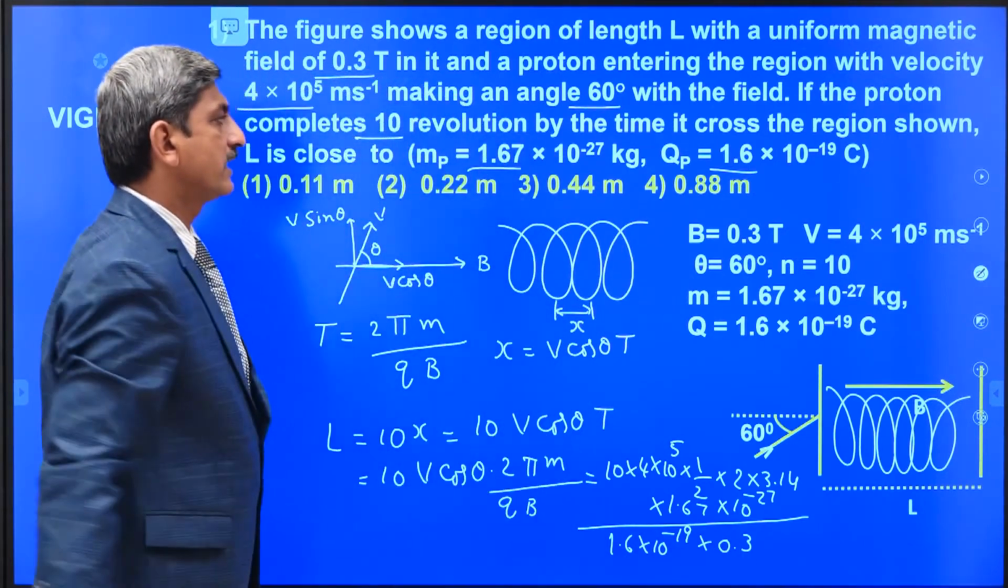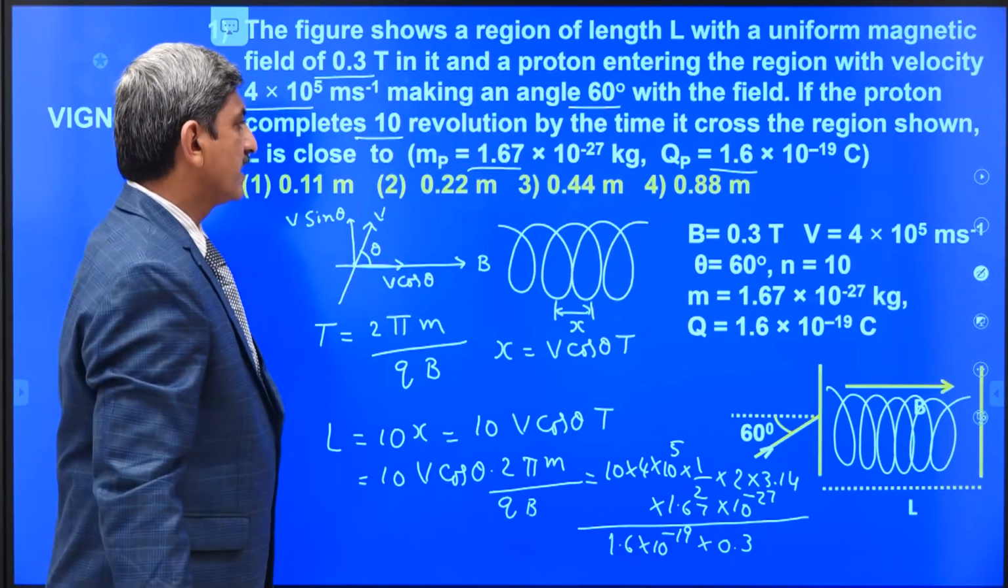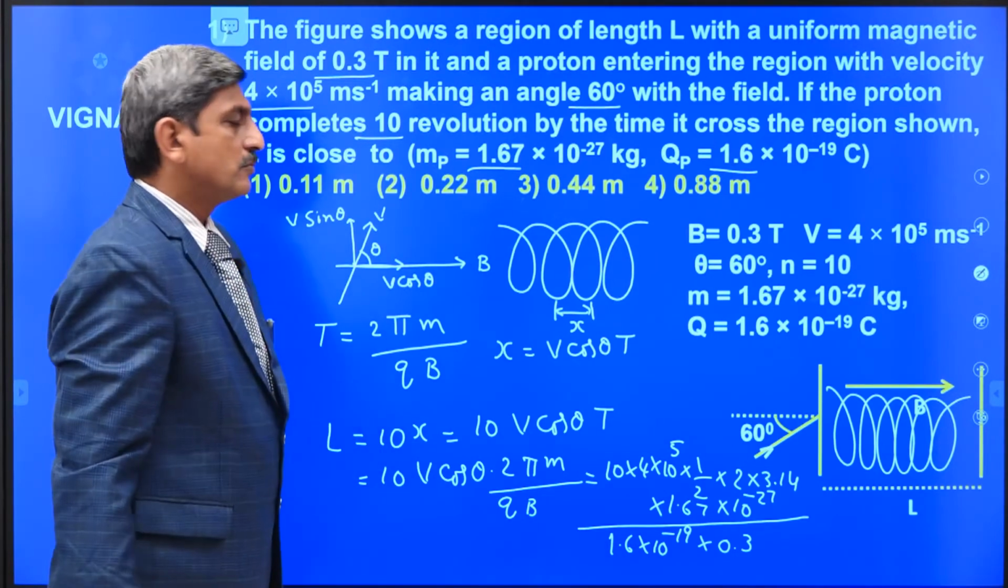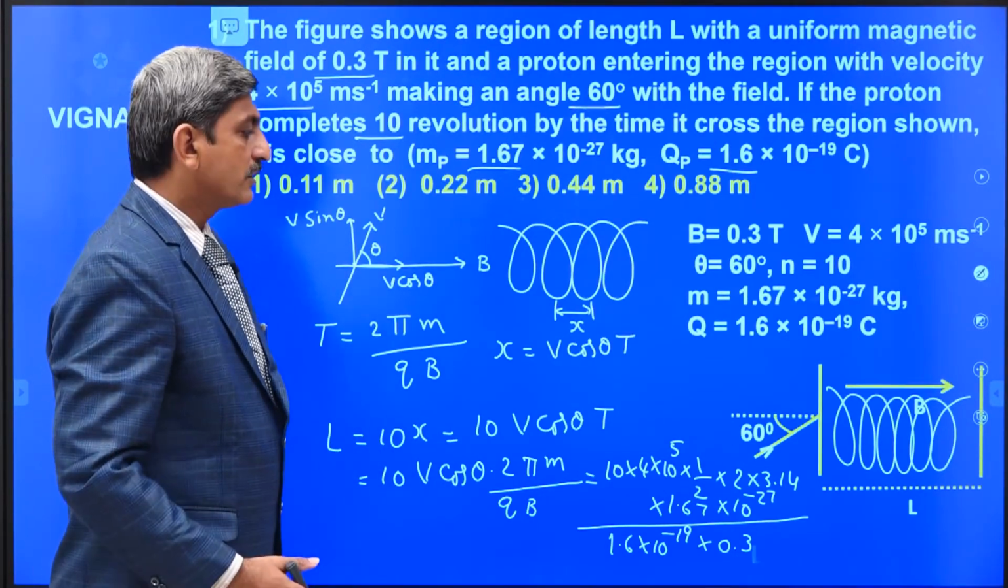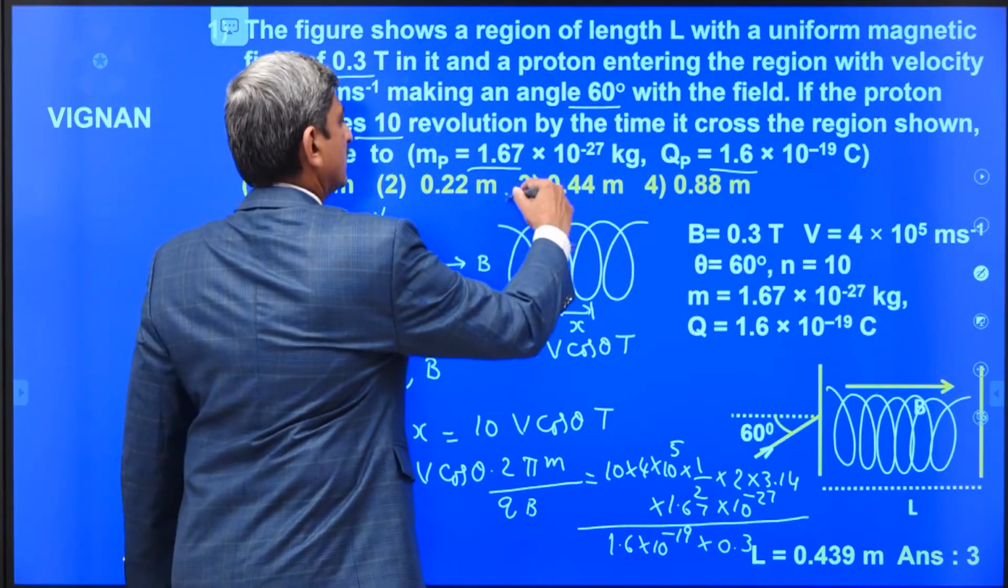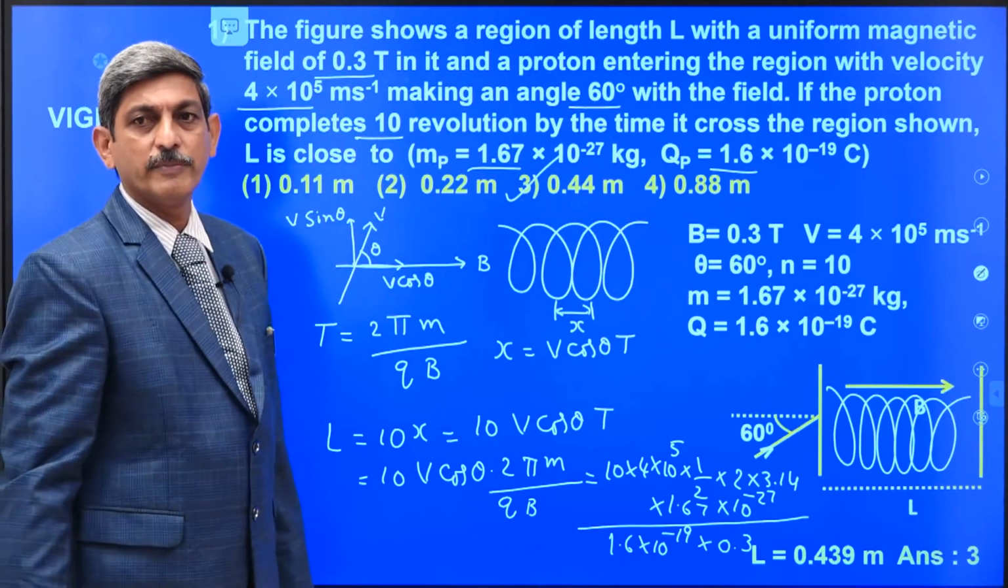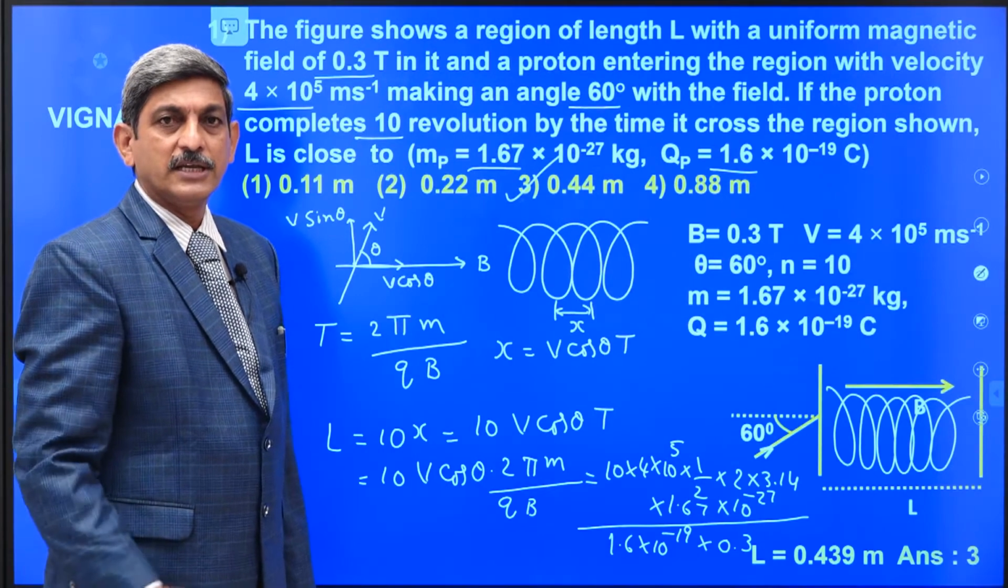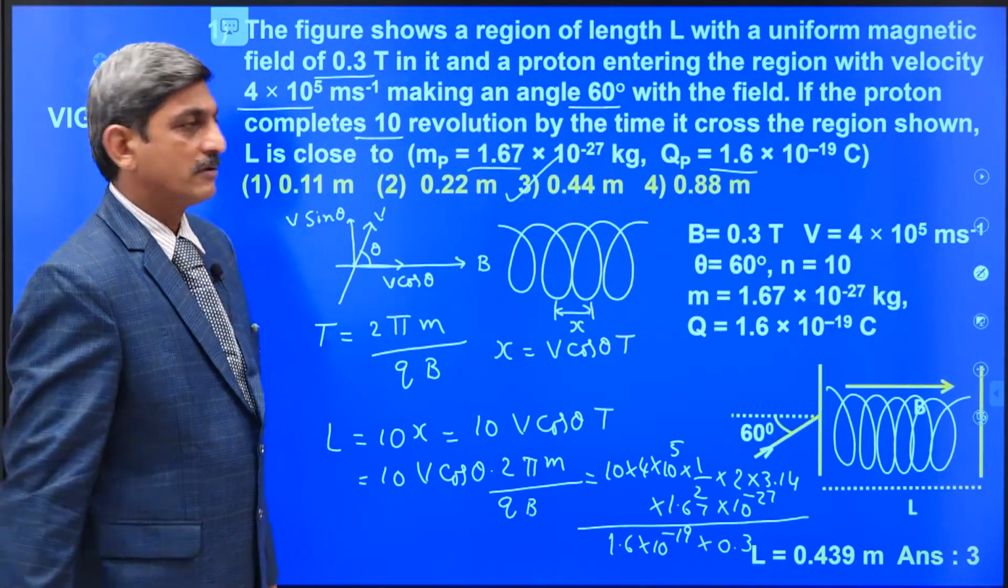So by making mathematical simplifications, we get L is equal to 0.439 meters. So the answer is 0.44 meters.